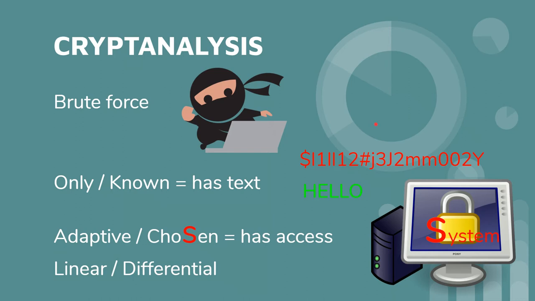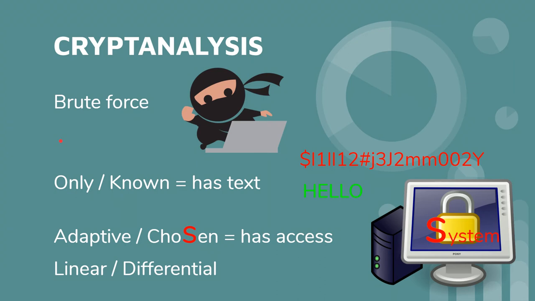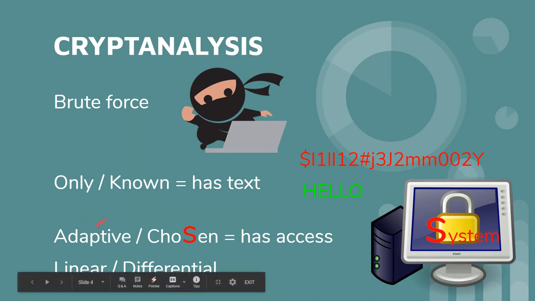Linear and differential, I don't know how testable these terms are, but I know that linear is usually going to have the term linear probably in the question itself. So you're going to have something called linear approximation or linear equations with the known plaintext, or something that analyzes the behavior of the block cipher. But you're definitely going to see that word linear in there.